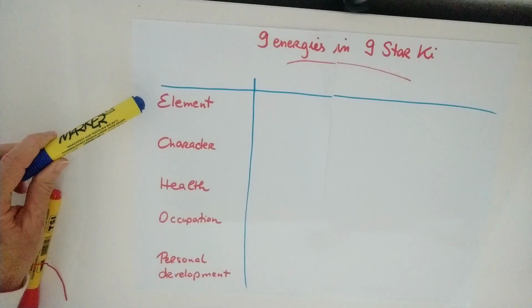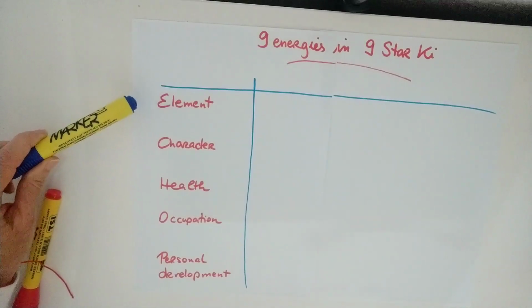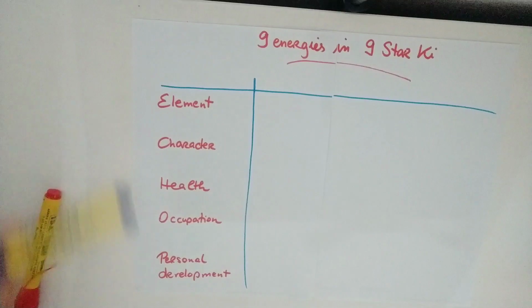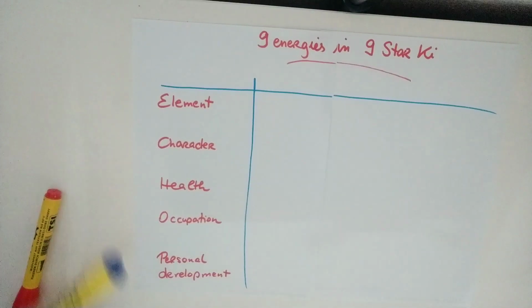So first one is the element to which transformation stage belongs, the energy. The second one is the character, and it tells you the fundamental qualities of your nature. The third one is health, so what is beneficial and what should be avoided. Occupation, what occupations best suit your nature. And last but not least, personal development, how can you make the most of your nature.